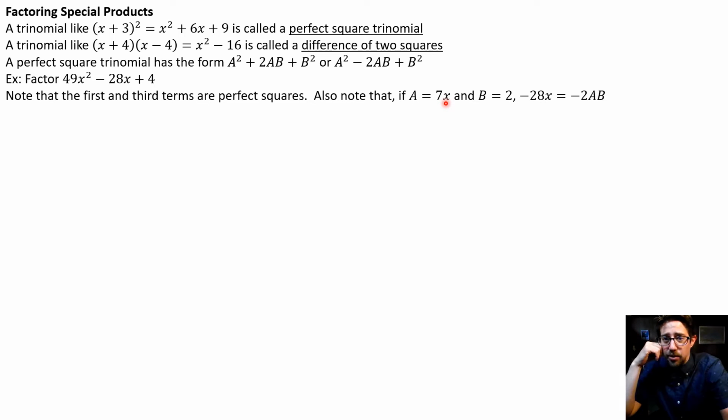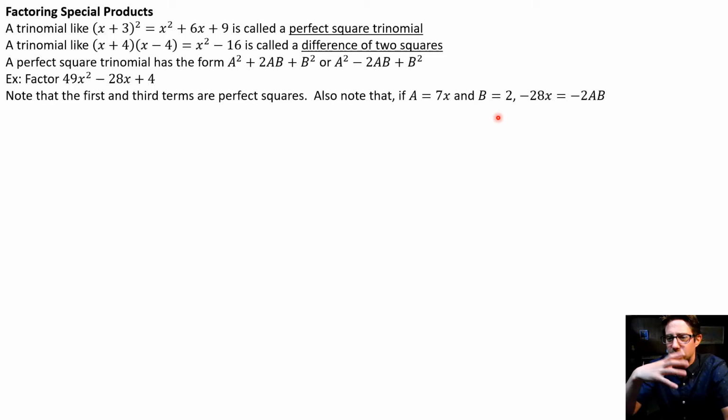So if that were the case, the only other thing you have to verify is the middle term: is it minus 2 times a times b? Yeah, 2 times 7x times 2 is 28x, minus 28x in this case. So don't confuse the capital A and B with the lowercase a and b that we use for coefficients.